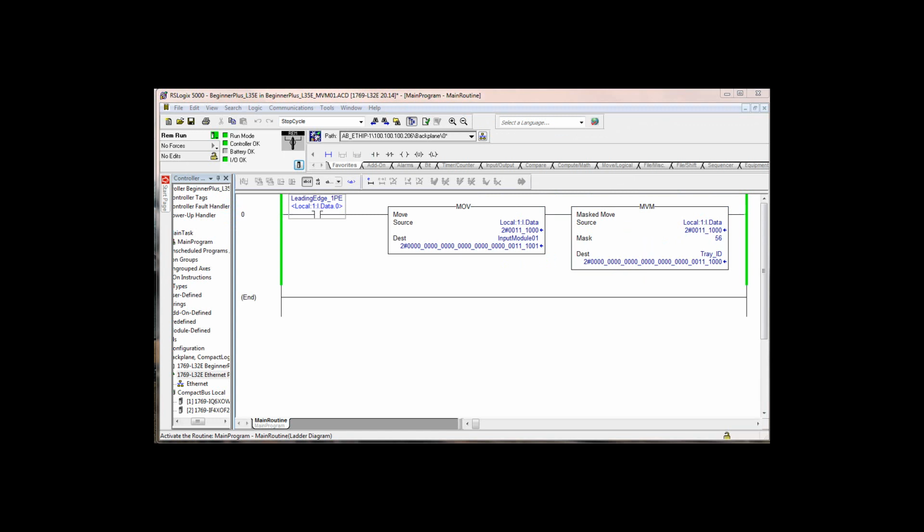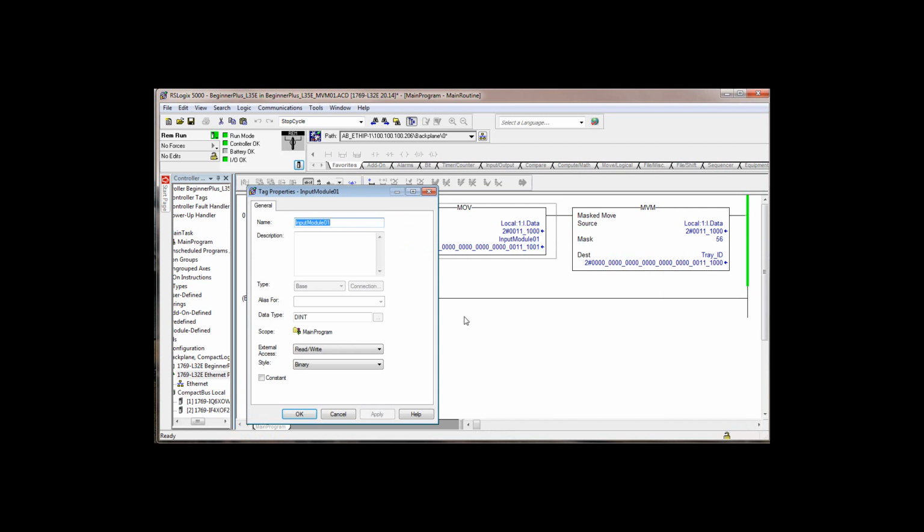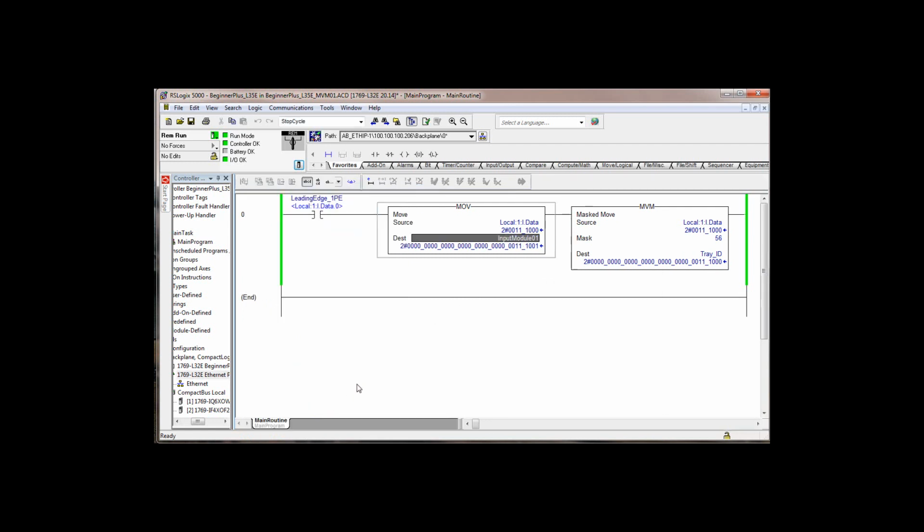To make it a little easier, notice that I changed the display configuration for input module 1 and tray ID. I simply did that by going to edit and then changing this from decimal to binary and hitting apply. This allows us to compare the bit pattern between the input module and the destination for both of these. Now I'm going to turn all of those inputs off.